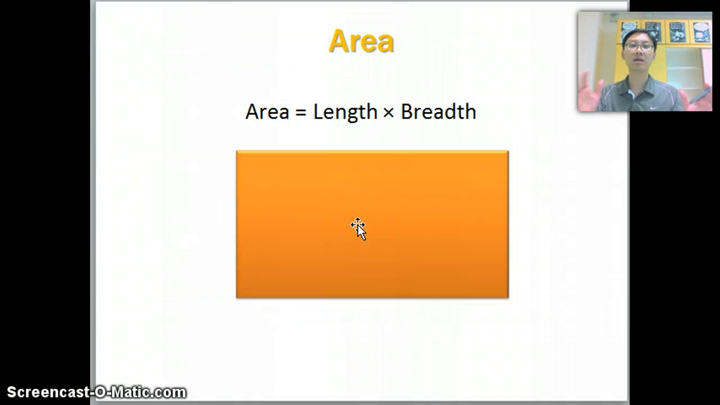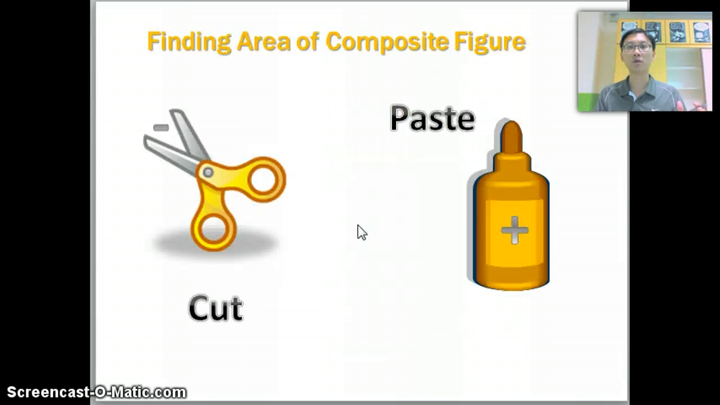Area. Let's recap again. Area of a rectangle is length times breadth. Area of a square is length times length. So the formula is the same. Just remember length times breadth. Moving on. To find the area of composite figures, there are two methods that I want you to learn. Paste, which requires addition, and cut, which is subtraction. So you either remember plus or minus, or cut and paste. Now what do they mean?